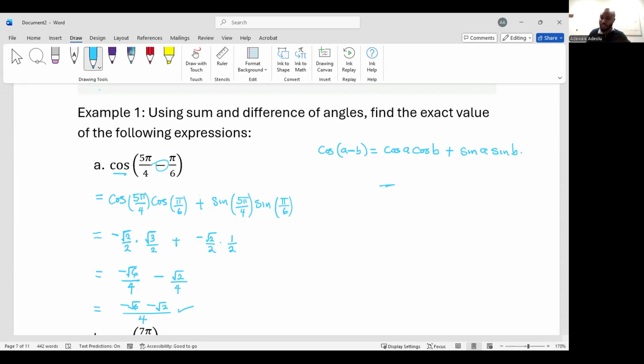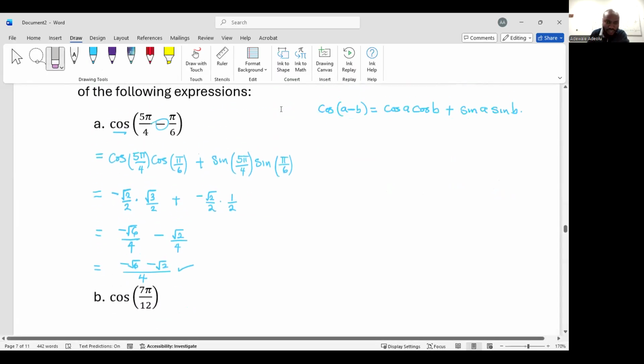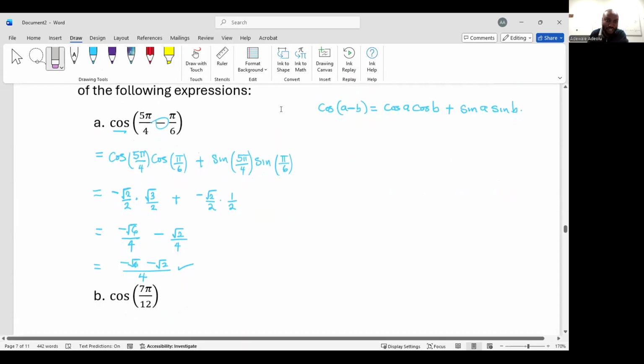Mind you, do not say root 6 minus root 2 this way that it is negative root 8. No, not true. We cannot do that. Okay. So that is that. If everything went well with my arithmetic, then that should be the answer.